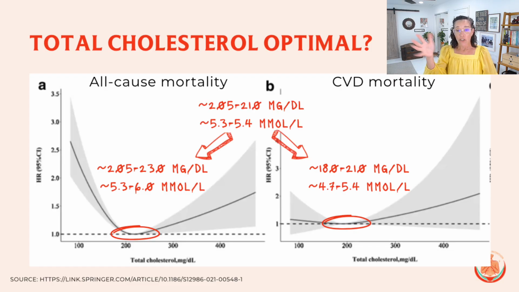So between 205 and 210 milligrams per deciliter, or 5.3 to 5.4 millimoles per liter, you are the least likely to die from absolutely any cause whatsoever. But this section is supposed to be about outliers, so I want to point out one more thing.